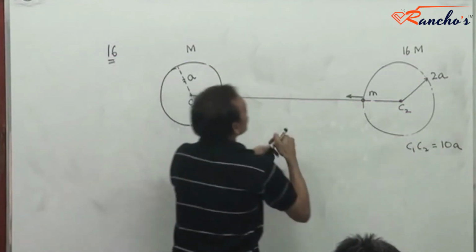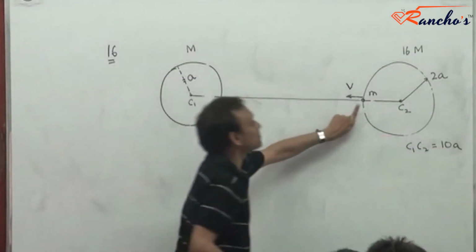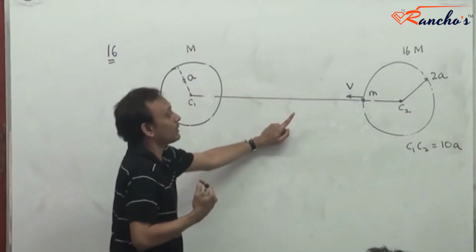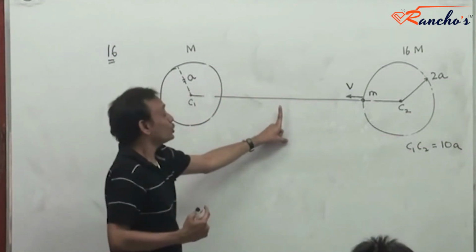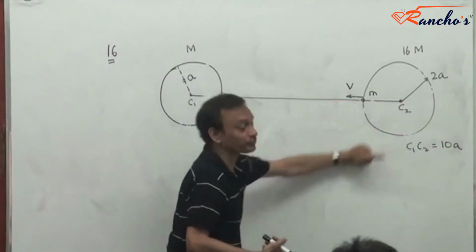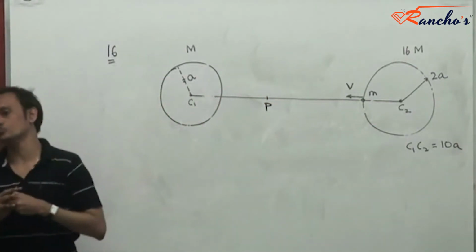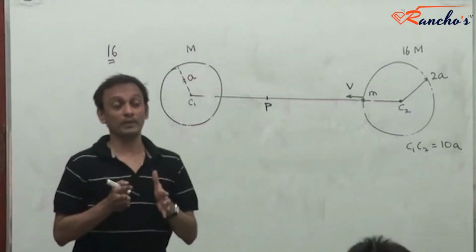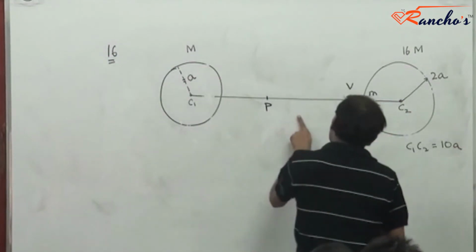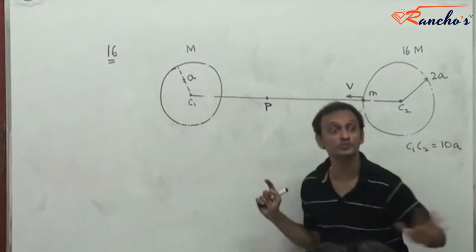Now, when fired with a velocity v, this mass m comes closer and closer, but decelerates. And as it moves further and further away, the predominance of the larger star's pull grows compared to the smaller star's. So there would be some point P along the line joining C1 and C2, where the force because of the larger star is the same as the force because of the smaller star. To the left of P, this force would be predominant. To the right of P, the force because of this would be predominant.